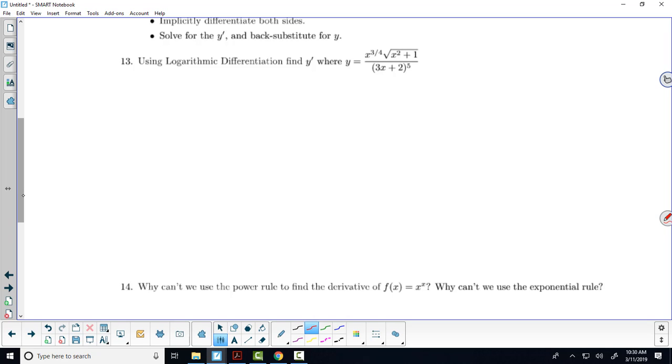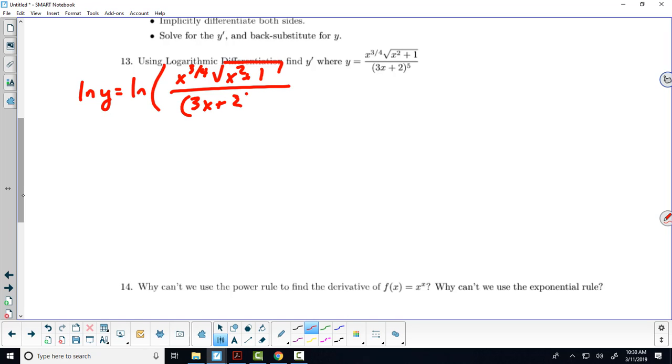Okay? So what am I going to do? I'm going to start off by taking the natural log of both sides. Turns out that even though logarithms made sailors' lives easier, they make our lives easier too.